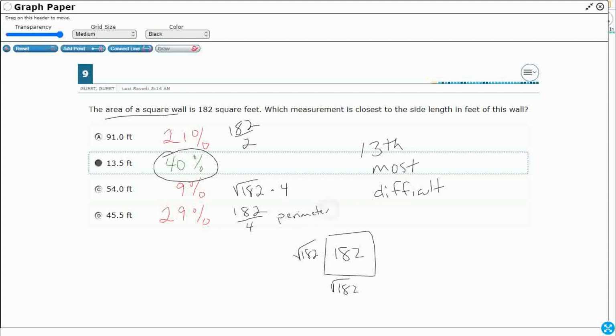And they were thinking, all right, it's a square, 4 equal sides. I need to take my 182 and divide it by 4. So maybe we had an issue of understanding what that word area meant rather than perimeter. So a lot of areas to clean up here when only 40% of our students could get this one right.